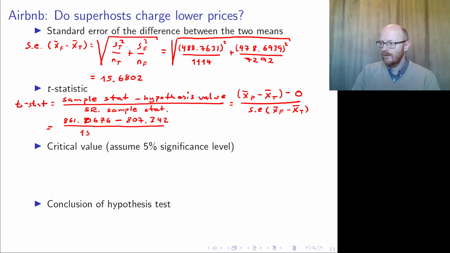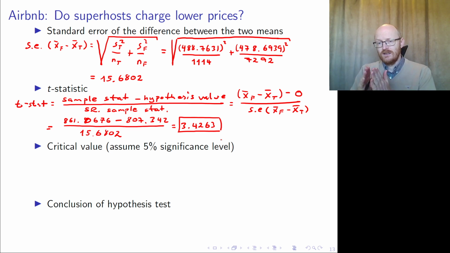It's 15.6802, which gives you a t-stat of 3.4263. So the t-stat is 3.4263, which means that the difference in means is 3.42 times the standard error of this mean. Which means that it's highly unlikely to occur by chance, but we'll go to the critical value.